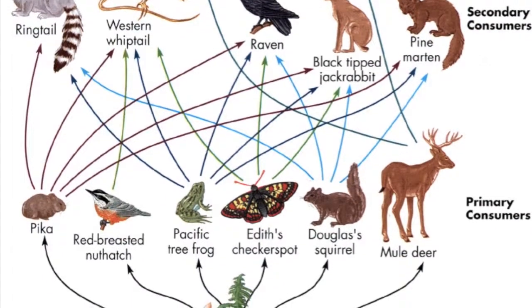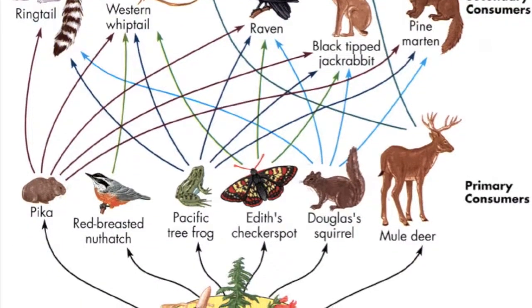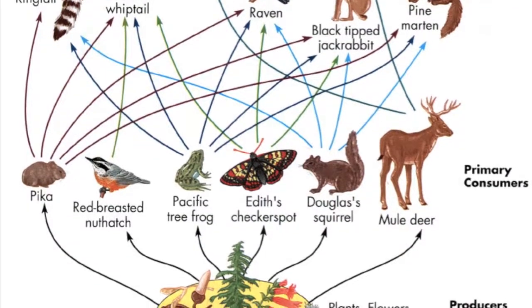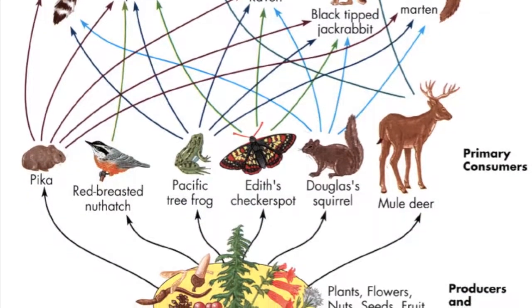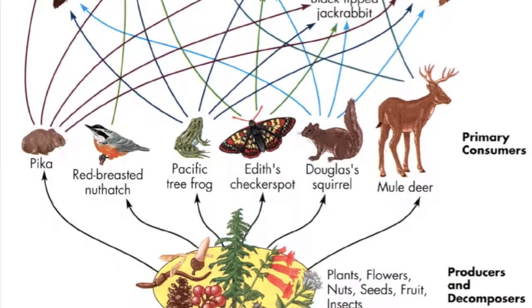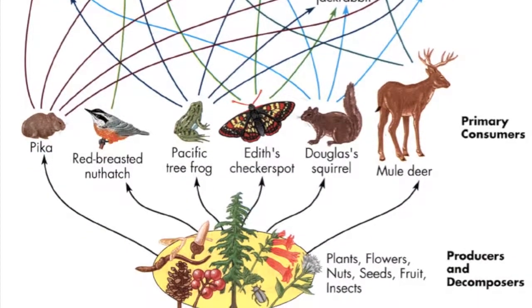Another feature that food webs have is the ability to show whether an organism is a carnivore, herbivore, or omnivore. In this food web, we can see that some are carnivores, some are herbivores, and some are omnivores.